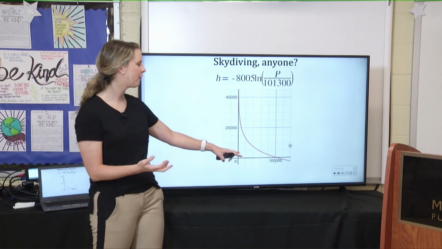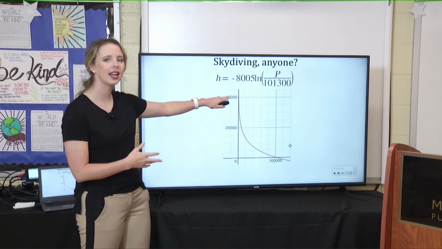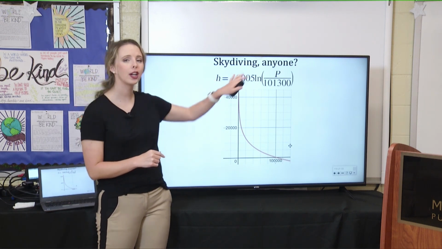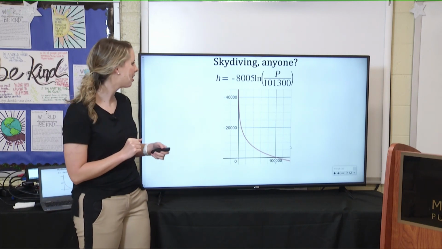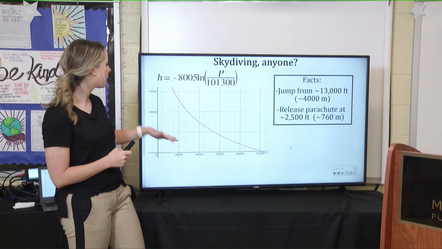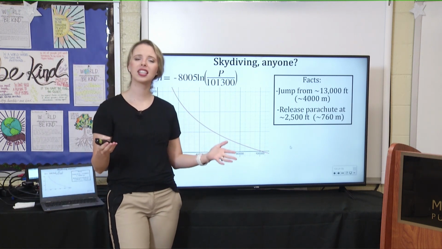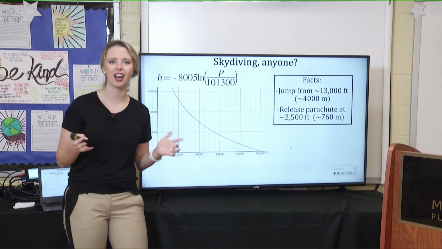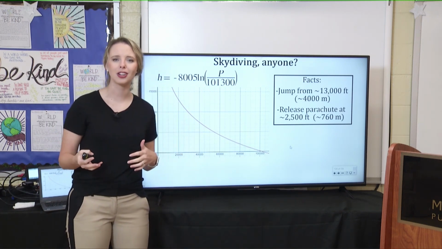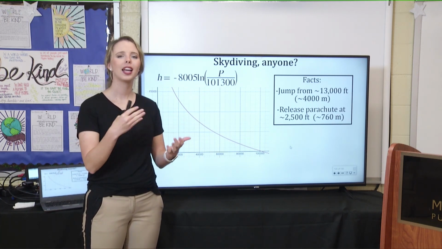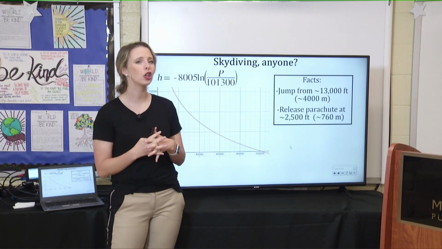So here is the graph of this function, okay? This is 40,000, and height is in meters. Pressure is measured in pascals. Units are important, even when we're not in science. So let's talk about some things. I zoomed in on this graph much more closely because here are some facts. Whenever you go skydiving, you're going to jump from roughly 13,000 feet, maybe a little bit less depending on the weather, which is about 4,000 meters. Once you jump, the parachute needs to be released at approximately 760 meters.